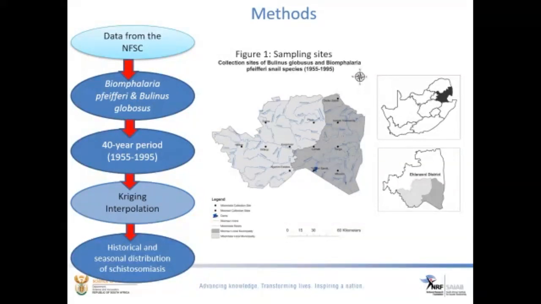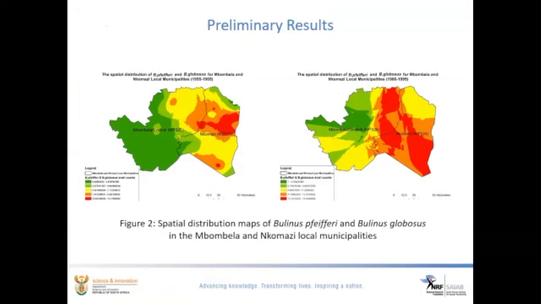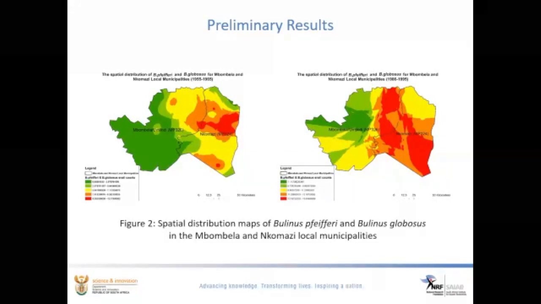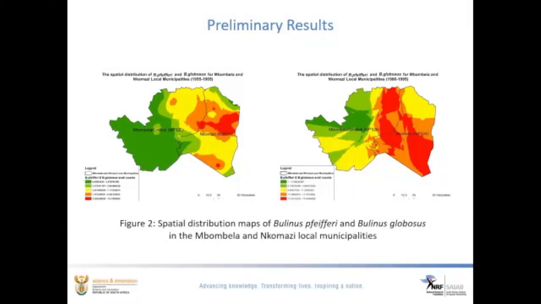This method classifies the ranges into a small number of classes and assigns colors to those classes, which was the sample size in this case. These are the preliminary maps that show the spatial distribution of pfeifferi and globosus between the years 1955 to 1965 and 1986 to 1995 to show how the snail distribution changed over that time period. The red indicates very high snail count densities, and the green indicates low snail count densities. From these maps, we can see that the snail distribution has shifted and greatly increased in both the Nkomazi and Mbombela municipalities, with the highest risk areas being in the Nkomazi area up to the border with the Mbombela municipality.